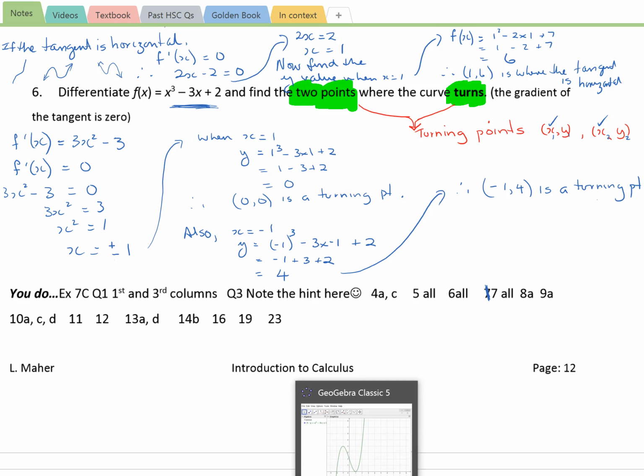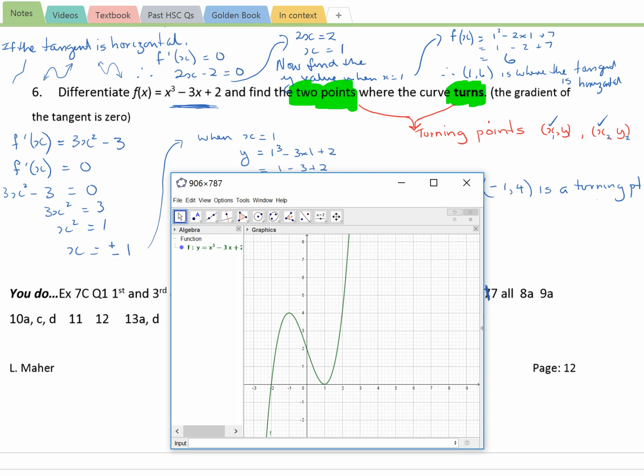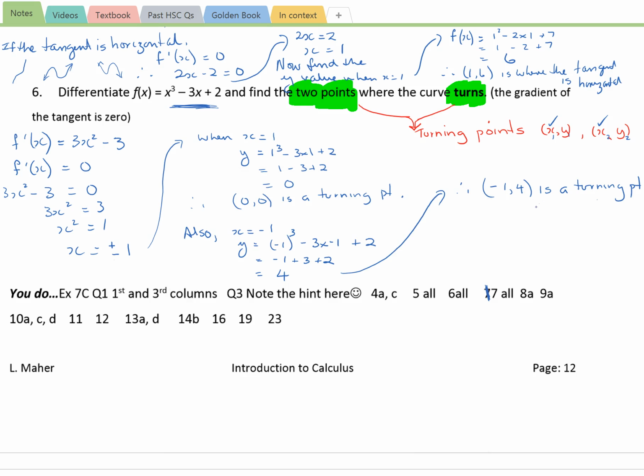Let's just see how we go compared to the graph. So, what have I done wrong? I don't have, oh yes I do, sorry. I have minus 1, 4, which was this one, and I've written that incorrectly, haven't I? It was at 1, 0, sorry, that was my mistake. At 1 and 0 is a turning point.